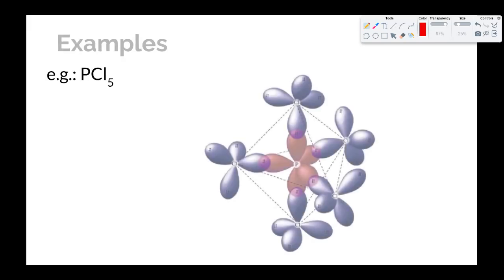Example, PCl5. The phosphorus in the middle is going to be sp3d hybridized so that there can be overlap in 5 places. Each of the chlorines is going to sp3 hybridize so that it can have 4 regions of electron density, 3 for the 3 lone pairs, and 1 to overlap with the sp3d hybridization in the phosphorus. So here's a sigma bond, sigma bond, sigma bond, sigma bond, sigma bond. And they're all by hybrid overlap.